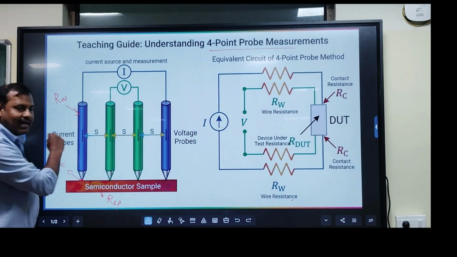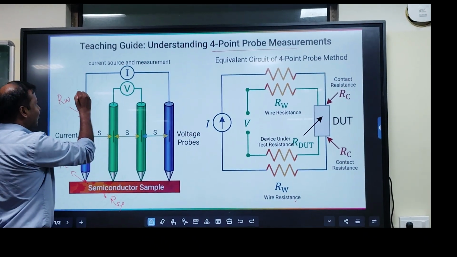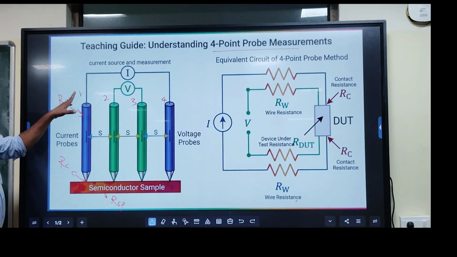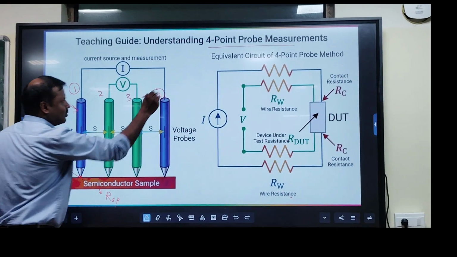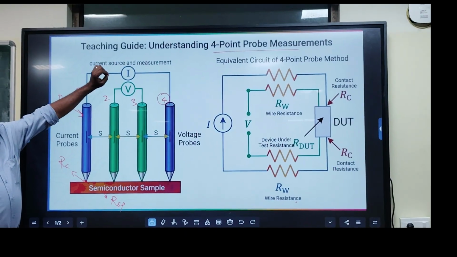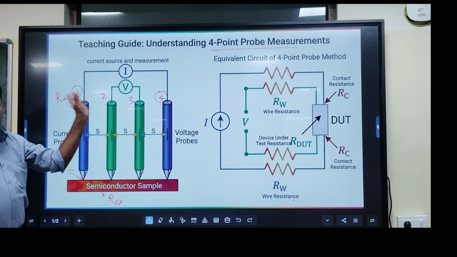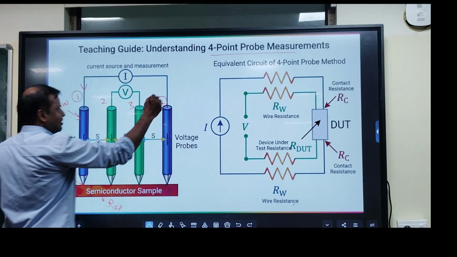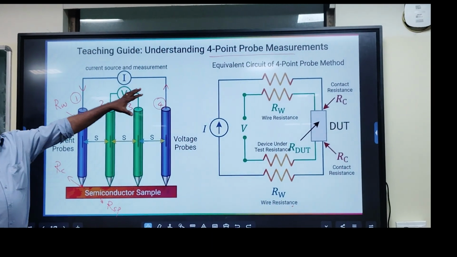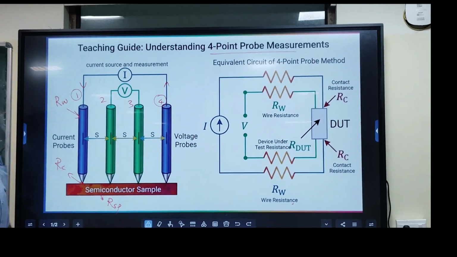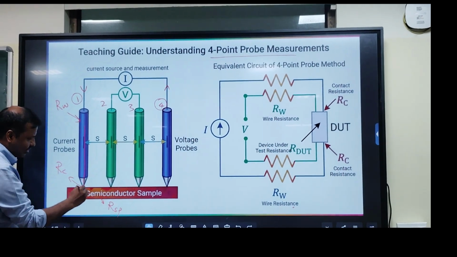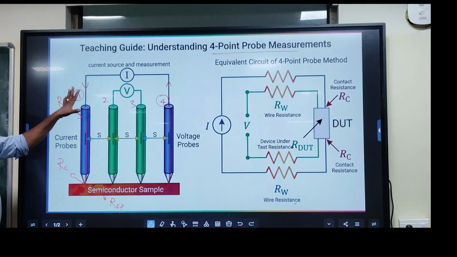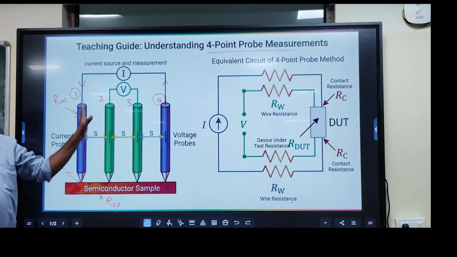We basically have four probes: probe 1, 2, 3, and 4. The outer probes, probe 1 and probe 4, will be connected to the current source. We will be sending current through probe 1 and taking the current out through probe 4. So the current passes here, goes to the sample and leaves the sample through this junction. Therefore, the outer two probes act as the current path.